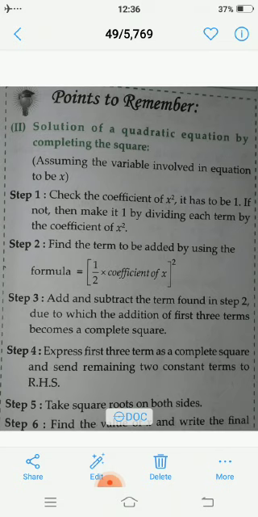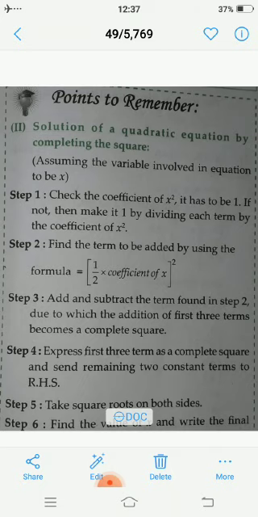And if it is not 1, then we have to make it 1 by dividing each term by the coefficient of x square. Then next we have to find the term to be added by using the formula half into coefficient of x square. Then next step we have to add and subtract the term found in step 2 so that the addition of the first three terms becomes a complete square. Now these are the points you have to remember while solving by the completing square method.